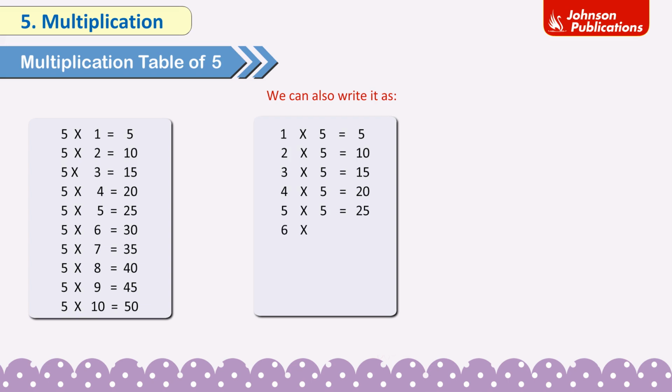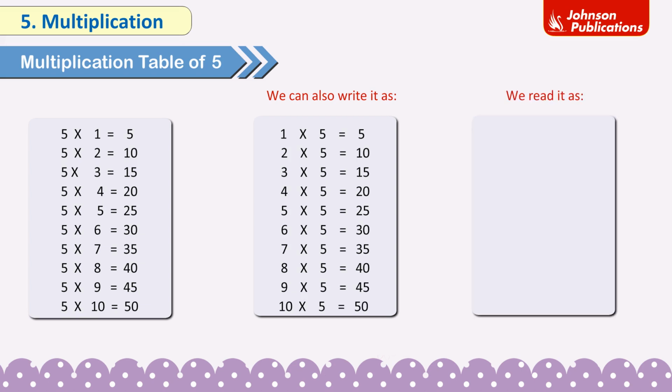6 times 5 equals 30. 7 times 5 equals 35. 8 times 5 equals 40. 9 times 5 equals 45. 10 times 5 equals 50.